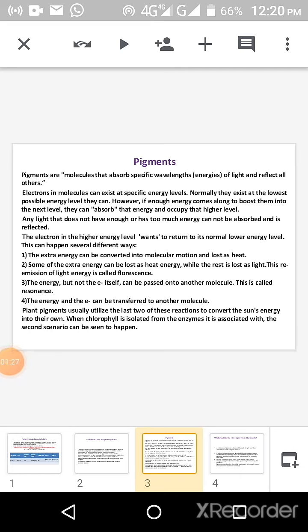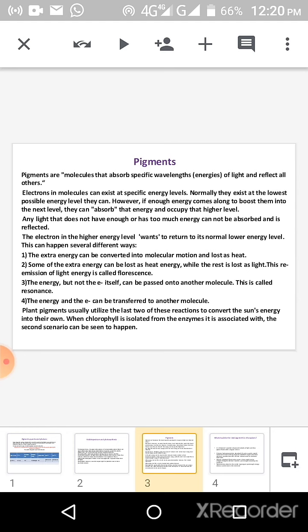Some of the extra energy can be lost as heat, while the rest of it is lost as light. This re-emission of light energy is called fluorescence. The energy can be passed on to another molecule. This is called resonance. The energy and the electron can be transferred to another molecule. So we see that the extra energy captured by any electron can be either lost as heat, or re-emitted as fluorescence, or passed on to another molecule.